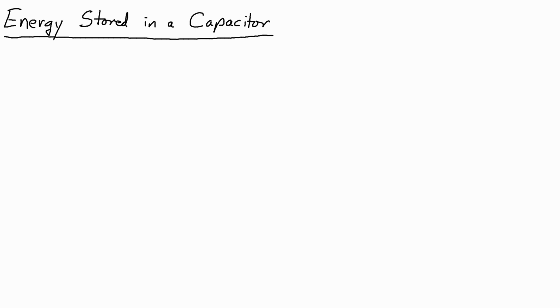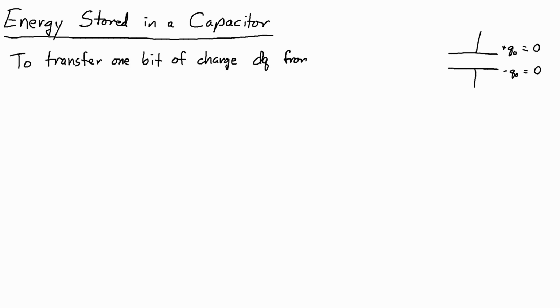If we have a capacitor that's initially uncharged, so initially Q naught is equal to 0 on both sides, then when we start to charge it, we transfer one piece of charge at a time. So I'll transfer one bit of positive charge, dq, from the negative plate to the positive plate, and in order to do that, I have to do work, dW. And this is where conservation of energy comes in.